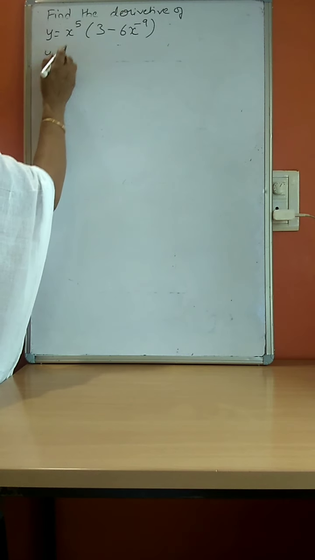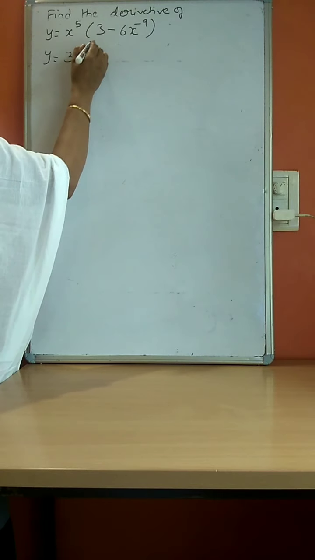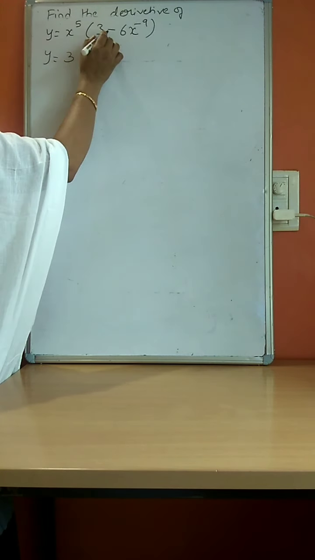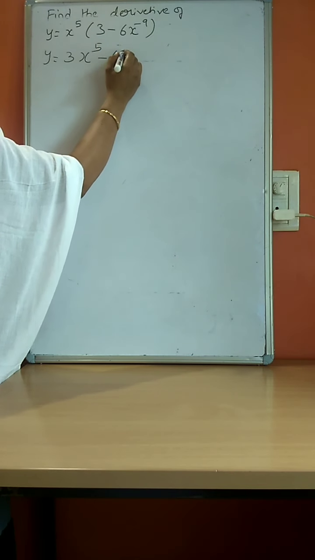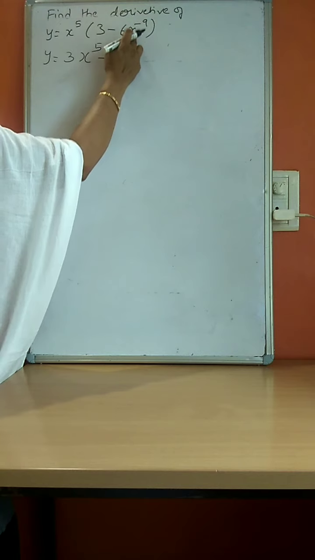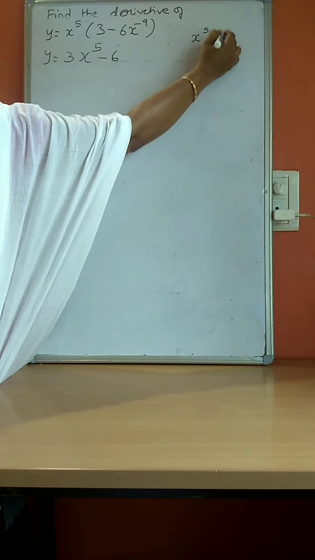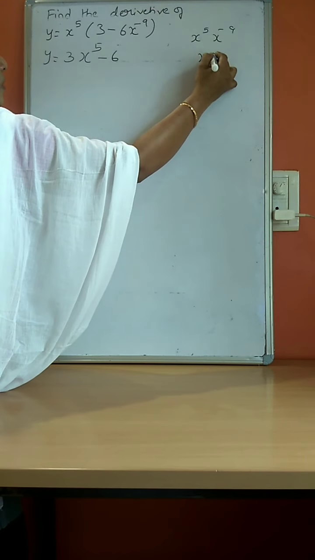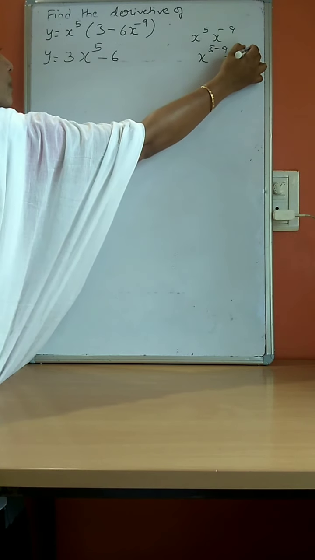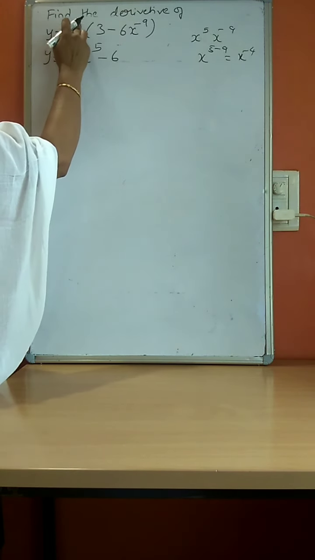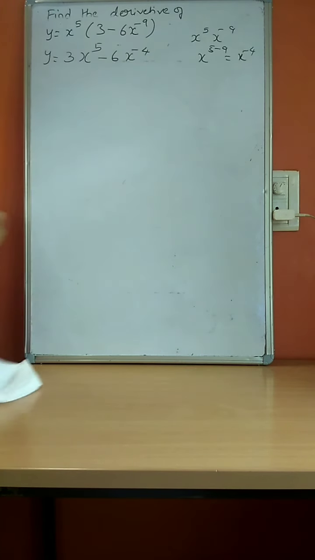Y is equal to x to the power of 5 into 3 is what? 3 into x to the power of 5 plus into minus minus 6. What is there here? X to the power of 5, x to the power of minus 9 is there. This must be equal to what? X to the power of 5 minus 9. This must be x to the power of minus 4. X to the power of 5 into x to the power of minus 9 is what? X to the power of minus 4.